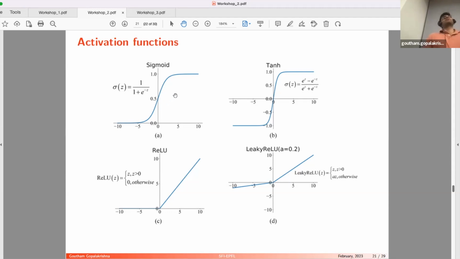For PDE problems, tanh is very popular. It behaves just like sigmoid, except that the output is between -1 and 1, but it's relatively computationally expensive to compute.